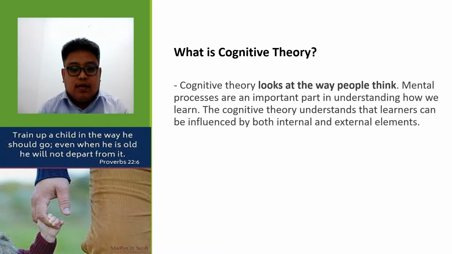What is cognitive theory? Cognitive theory looks at the way people think. Mental processes are an important part in understanding how we learn. The cognitive theory understands that learners can be influenced by both internal and external elements.